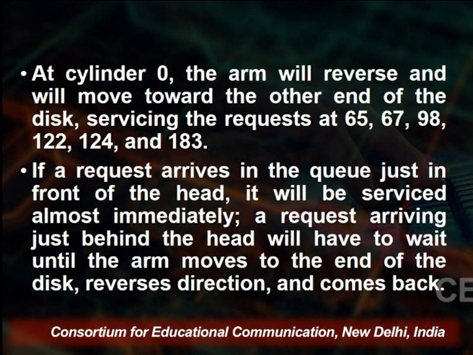Now what is happening? If a request arrives in the queue just in front of the head, it will be serviced almost immediately, and on the other hand, a request arriving just behind the head will have to wait, maybe for a complete cycle, until the arm moves to the end of the disk, reverses direction and comes back.